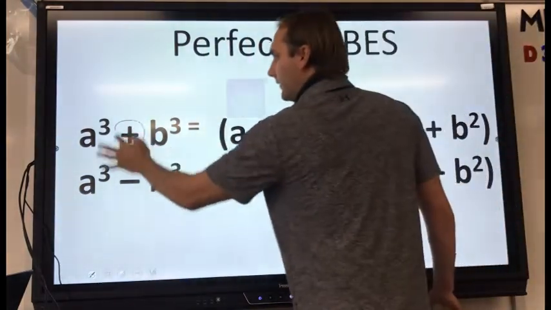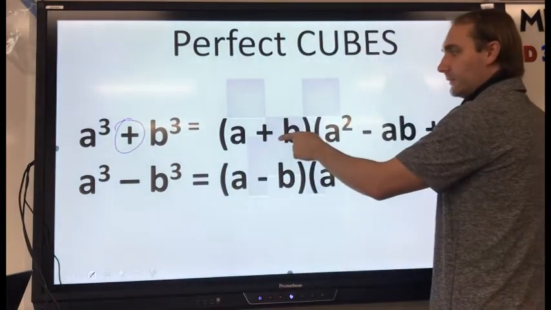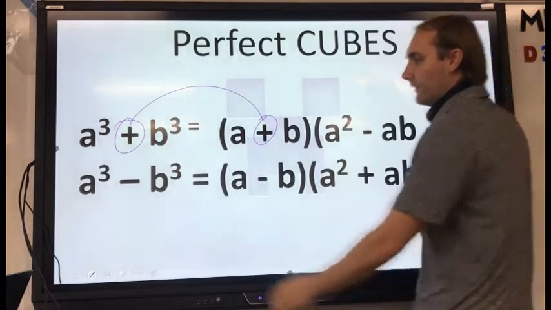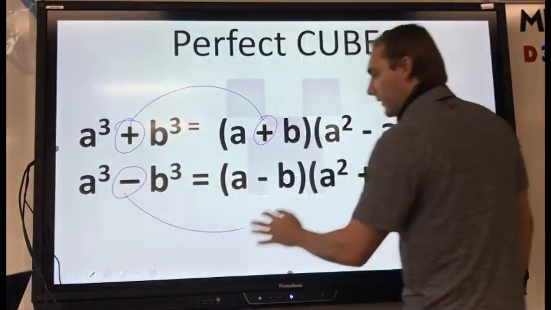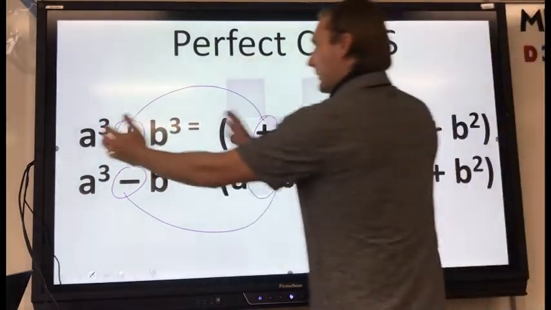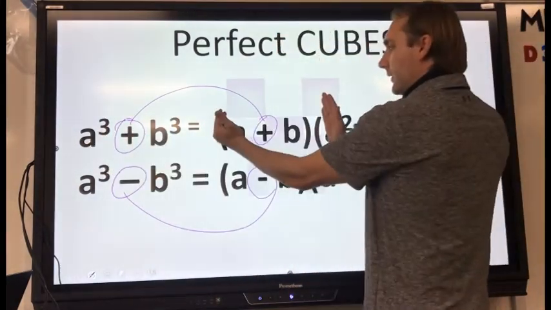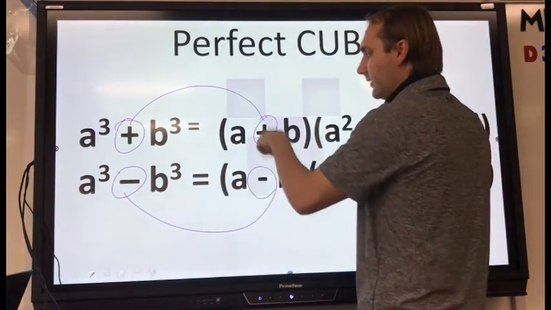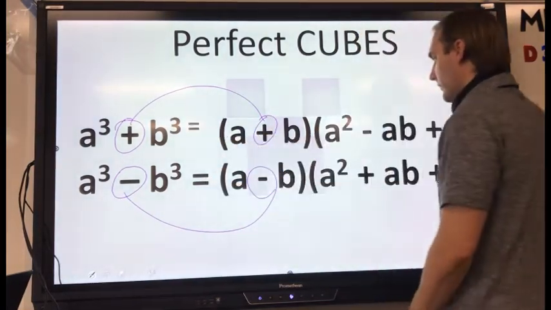If this is a plus, what's the first part of it? It's also a plus, right? If it's a minus, the first part is also a minus. So it relates to your original problem here. Notice this first part is a and b, dictated plus or minus by your original problem.